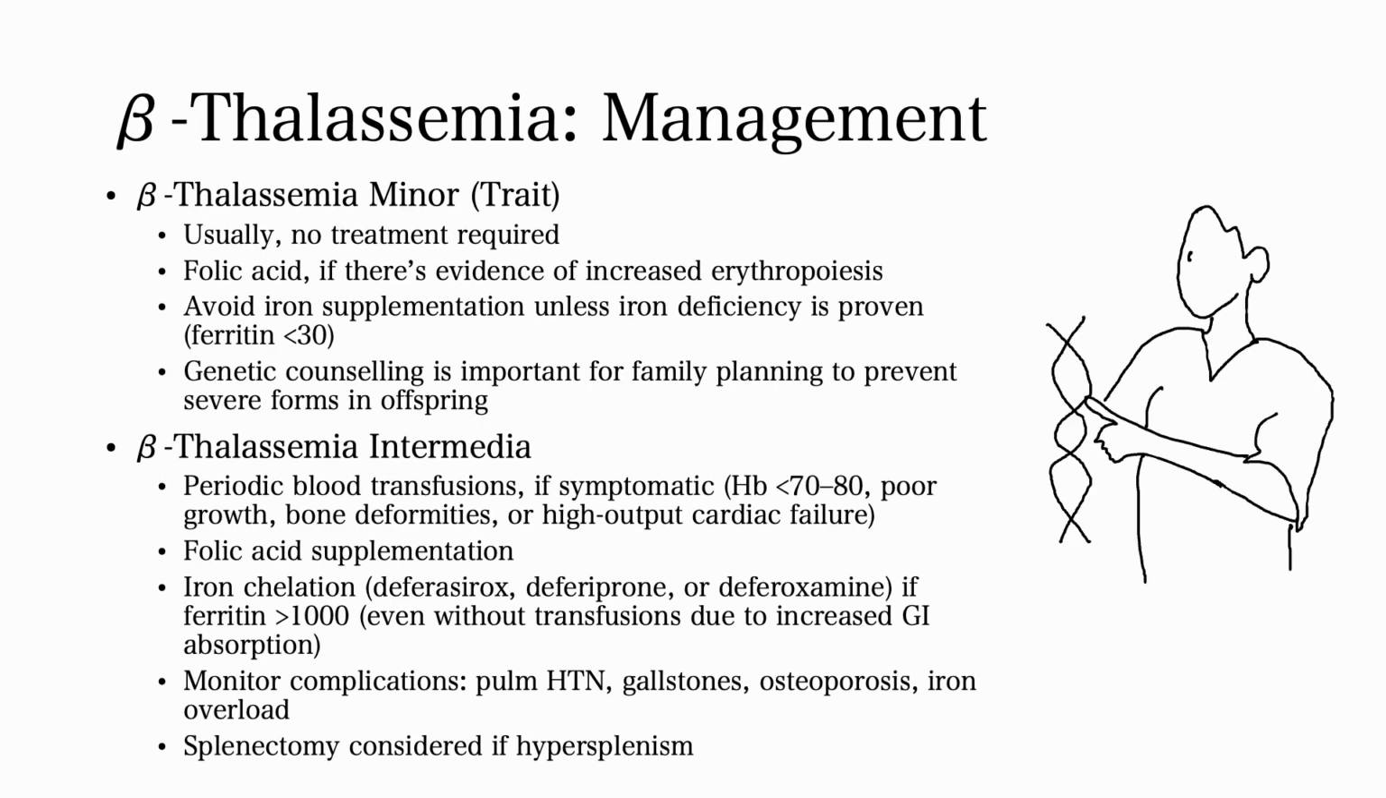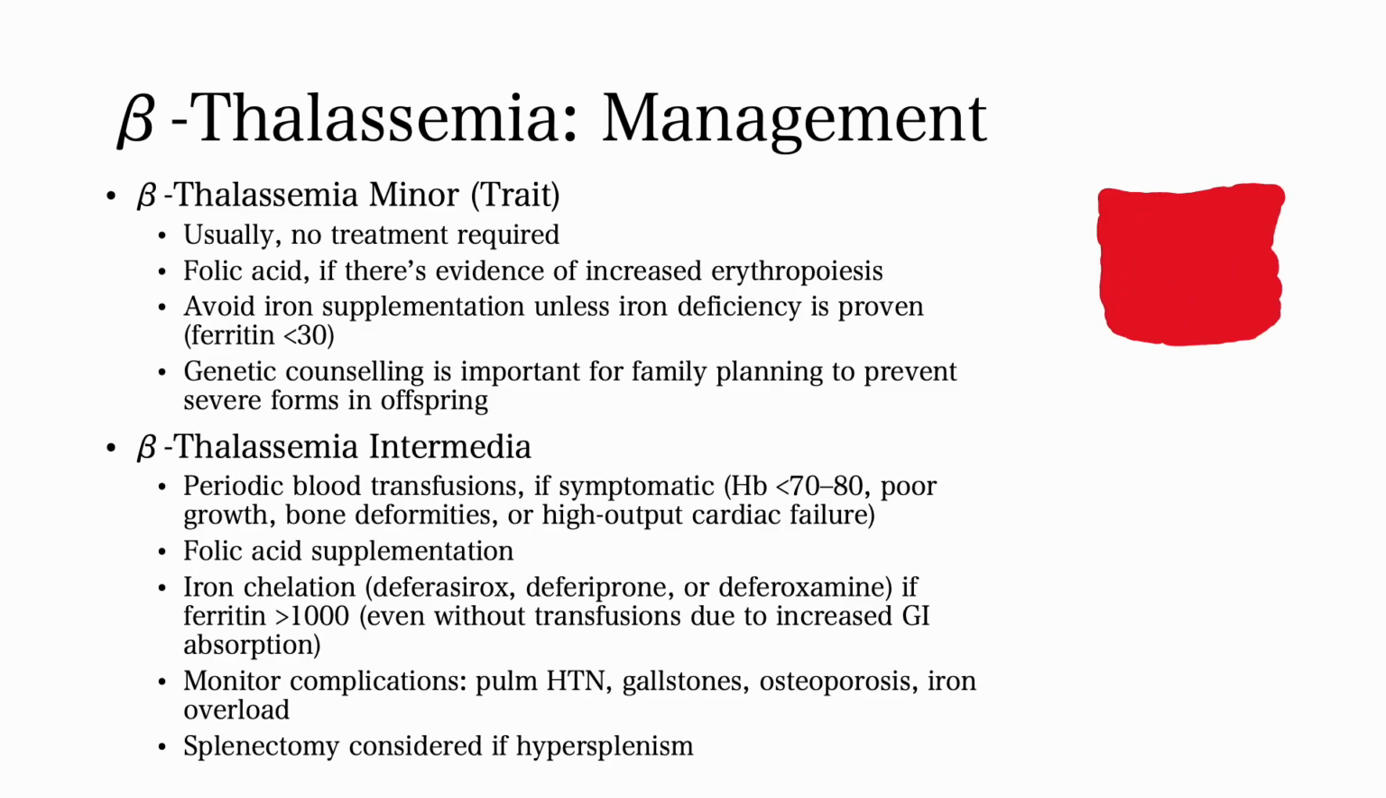Now let's go to the management of beta thalassemia. When it comes to beta thalassemia minor, which is also called beta thalassemia trait, usually there is no treatment that's required. Sometimes folic acid could be indicated. You want to avoid iron supplementation unless iron deficient, and this means a ferritin level less than 30. And genetic counseling needs to be offered to families in order to prevent severe forms in the offspring.